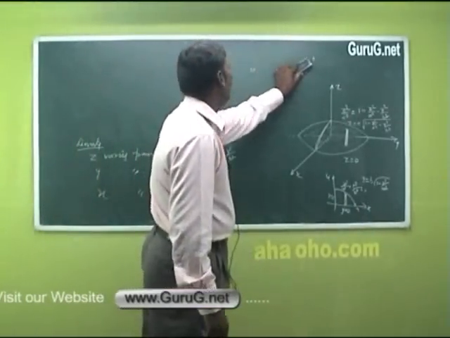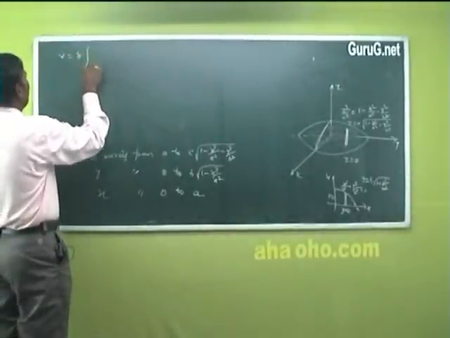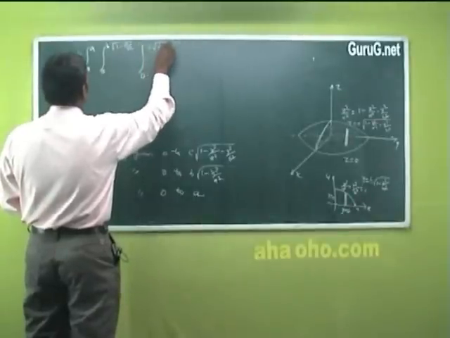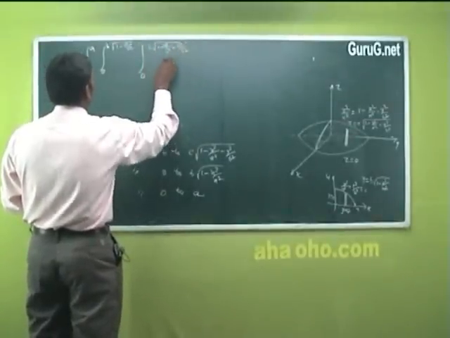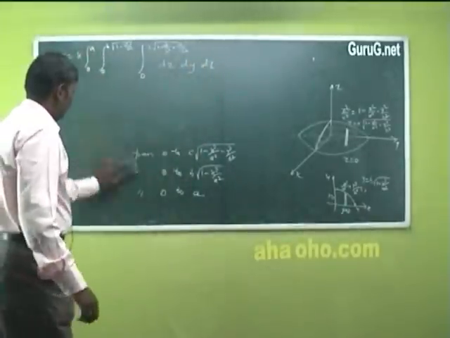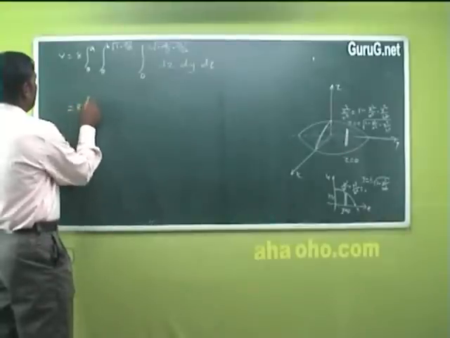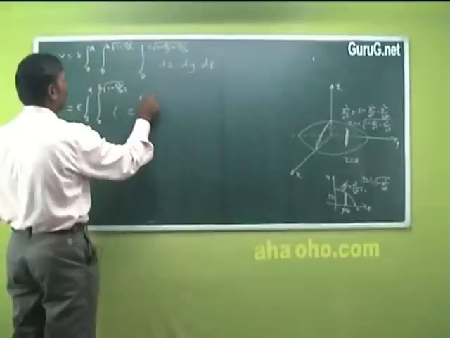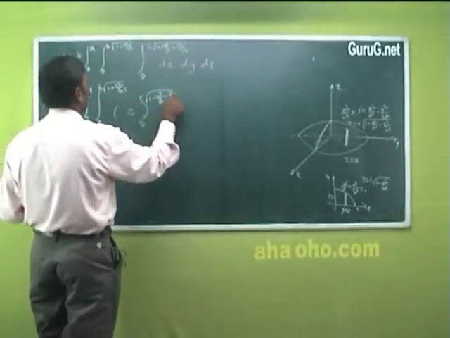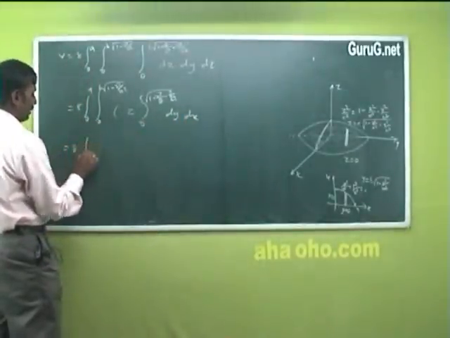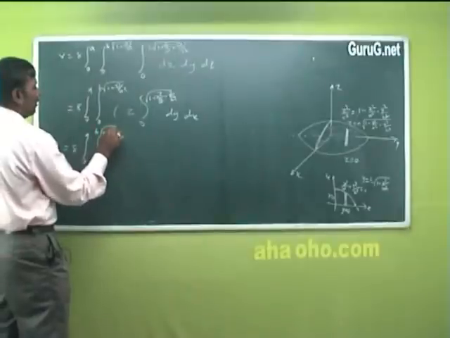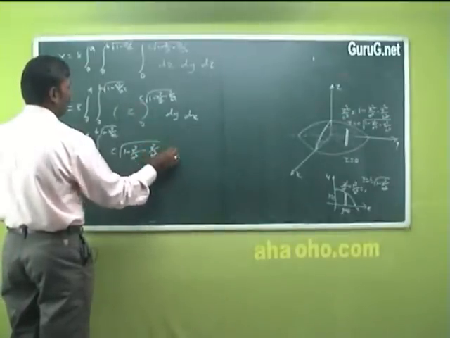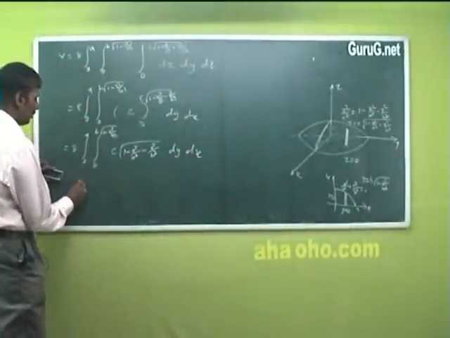So therefore now we will get volume equal to 8 times the integral 0 to a, 0 to b into root of 1 minus x squared by a squared, 0 to c into root of 1 minus x squared by a squared minus y squared by b squared, dz dy dx, right? Now integrate it. Substituting the limits, we get c into root of 1 minus x squared by a squared minus y squared by b squared, dy dx. Now we take c outside.